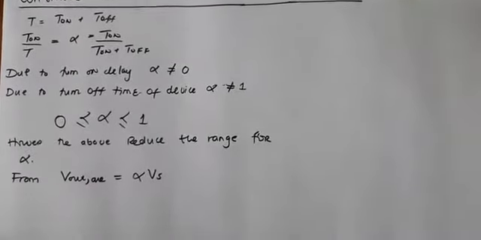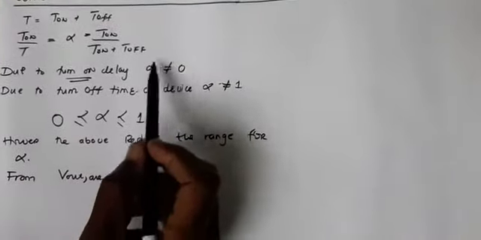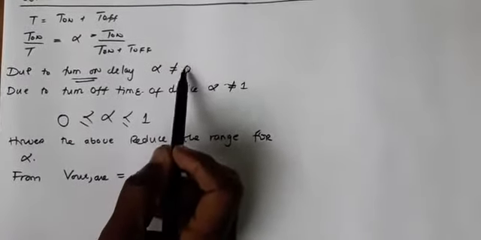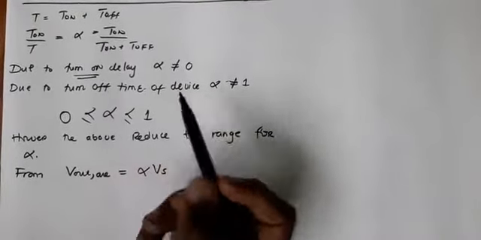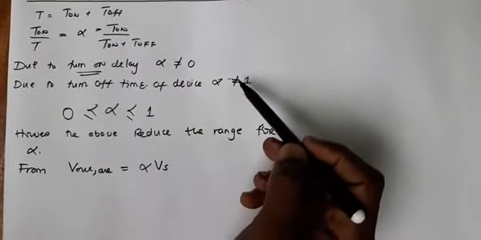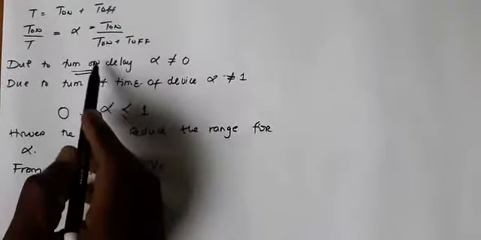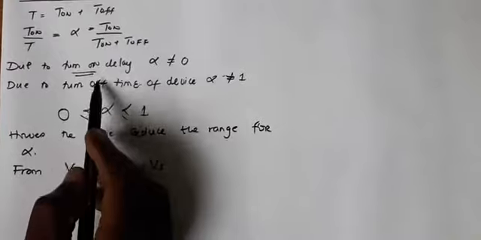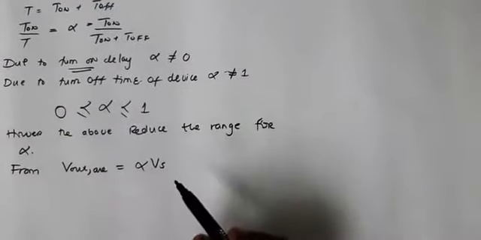However, due to turn-on delay, alpha cannot be equal to 0. And due to the turn-off time of the device or the switch, alpha cannot be equal to 1. Therefore, these two things reduce the range for alpha.